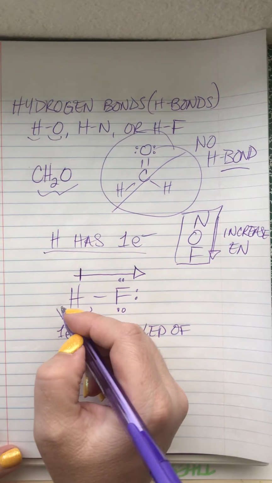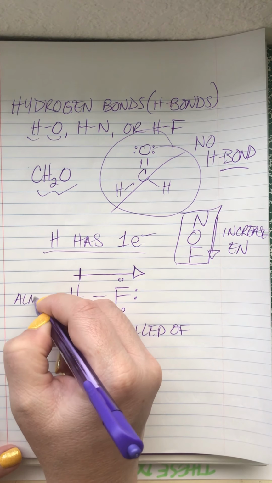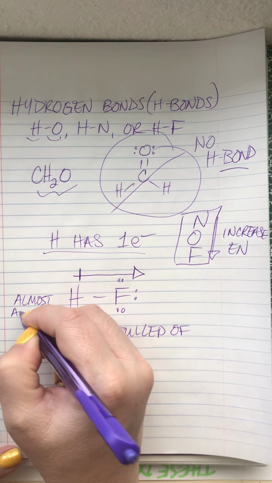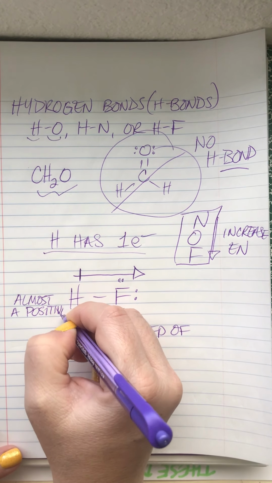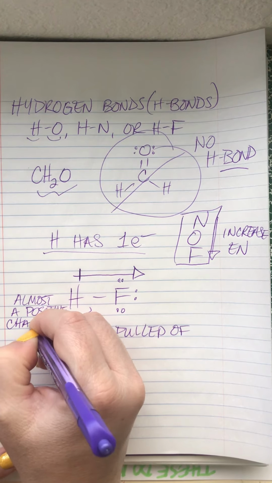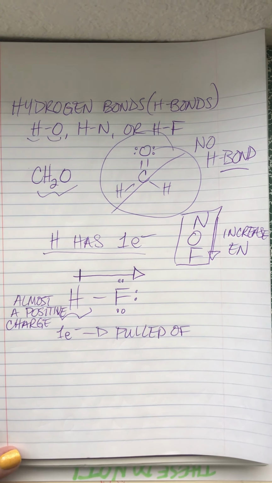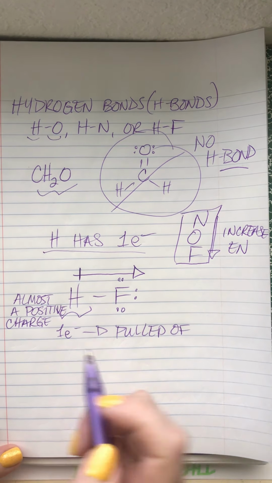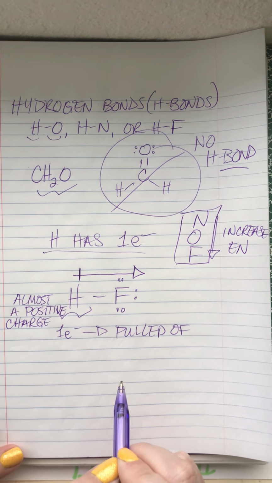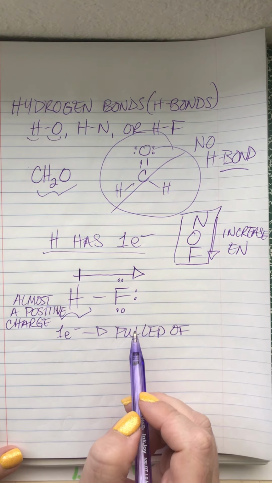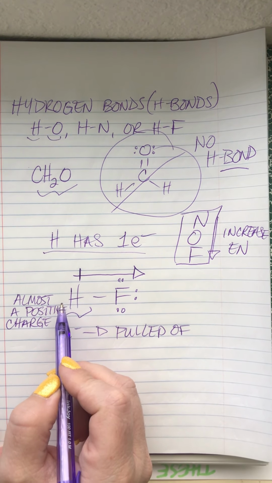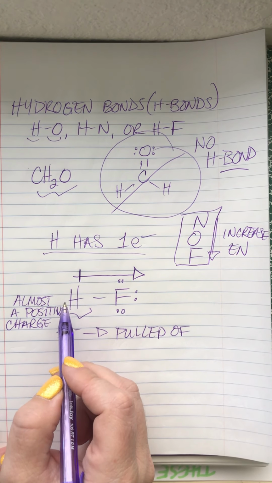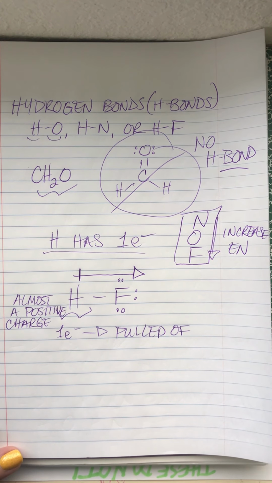Does that make sense? So this is almost a positive charge, right? Because once it gets that electron taken off of it, right? And it may not be 100% pulled off, but it's pulled off enough that this positive charge is pretty bare, right? So it's very close to being a formal charge. Does that make sense, guys?